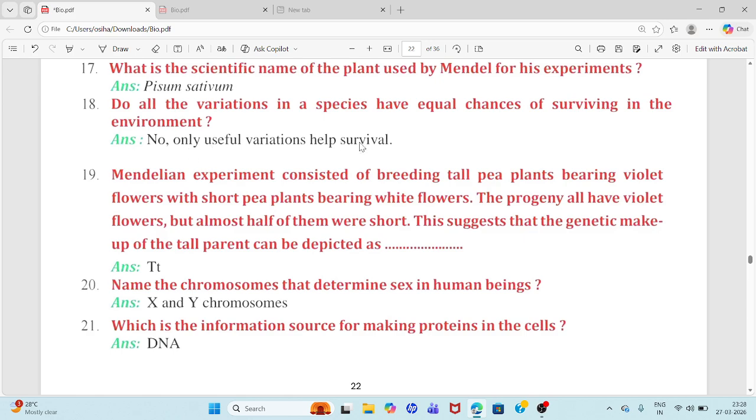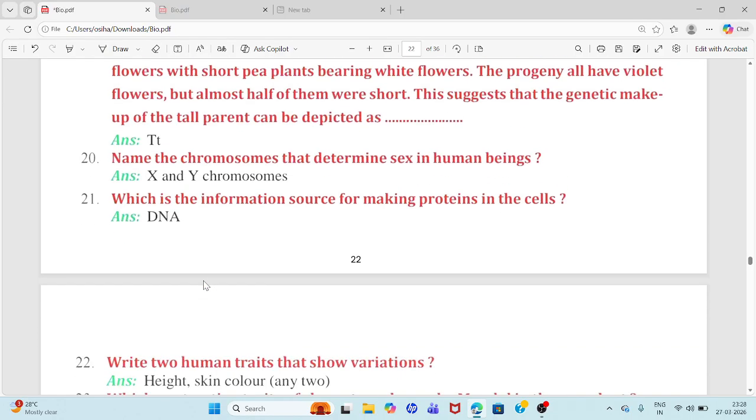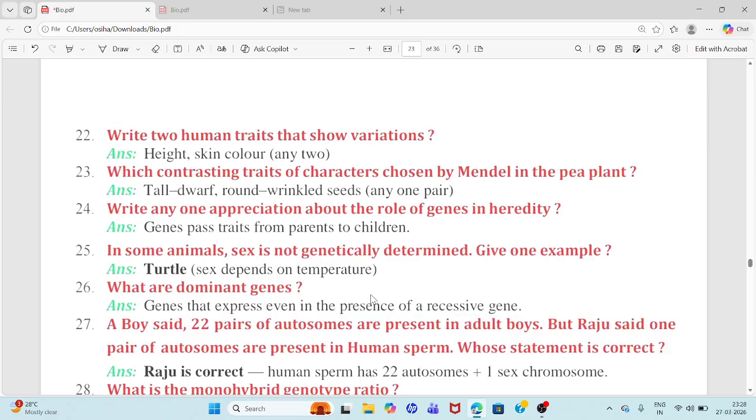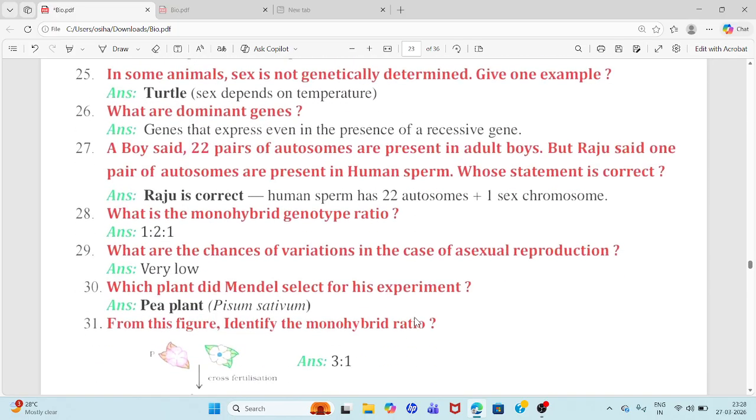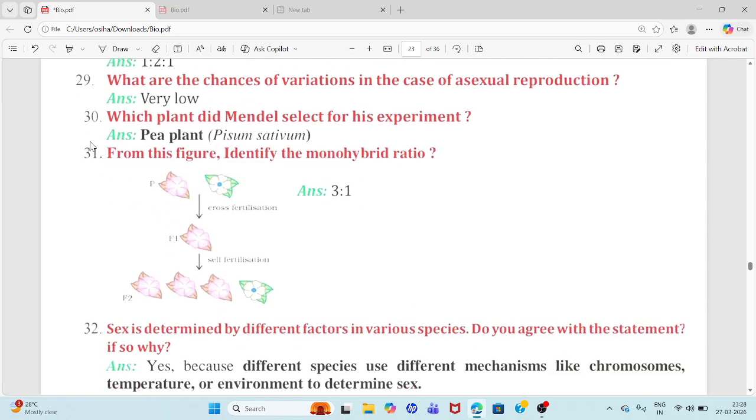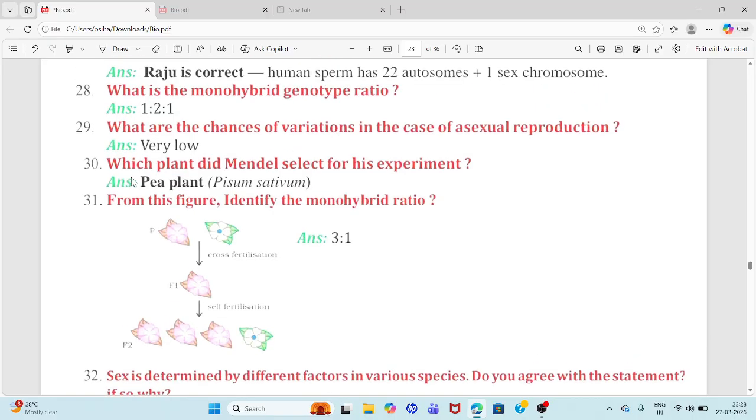No. Only useful variations help survival. So read this question and answer. Now you can learn all of these. Learn all these questions. Which plant did Mendel select for his experiment? Pea plant. Pisum sativum.